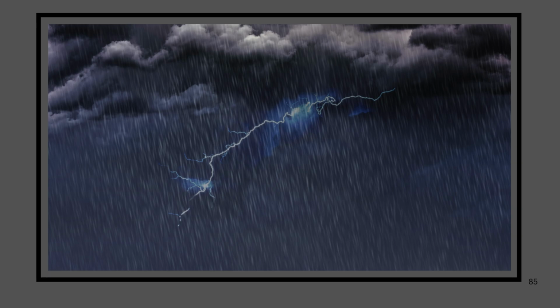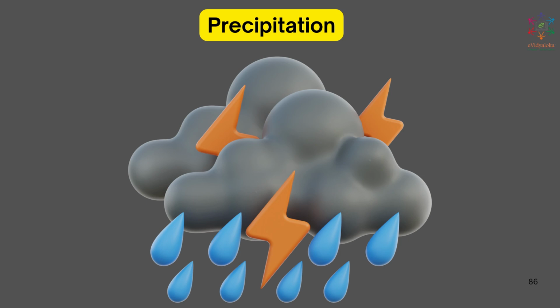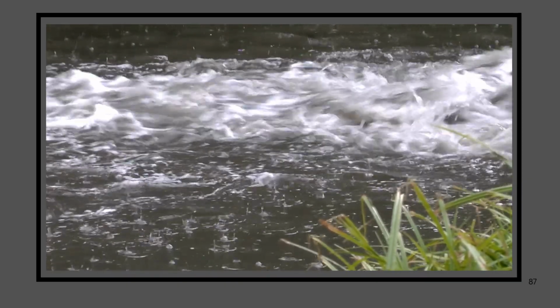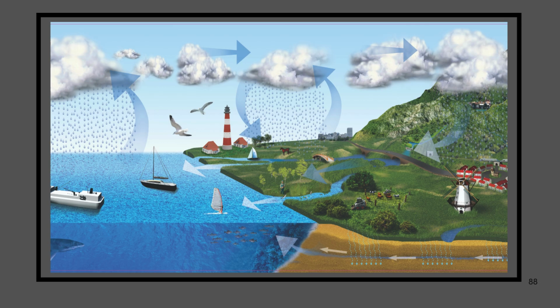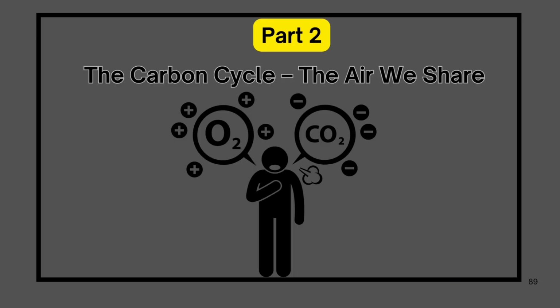Precipitation and collection. When clouds get too heavy, the water falls as rain. This is called precipitation. The rainwater goes back into rivers and oceans. This way, the cycle goes on and on. Part 2: The carbon cycle.